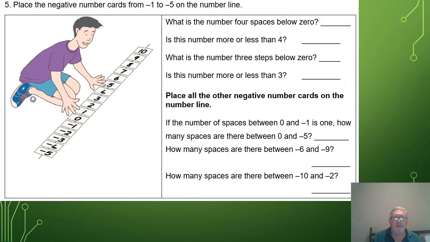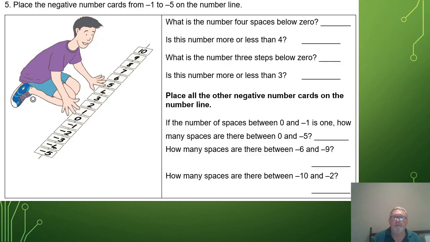All right, let's go back to our number line, and I would like you to put all of the negative numbers up to -5. So continue the number line through to -5, and let's see if we can answer these questions. Have your sheet with you and answer them as we go. What is the number 4 spaces below 0? 1, 2, 3, 4. If you haven't made your number line, pause the video, but then let's see if you can answer these questions.